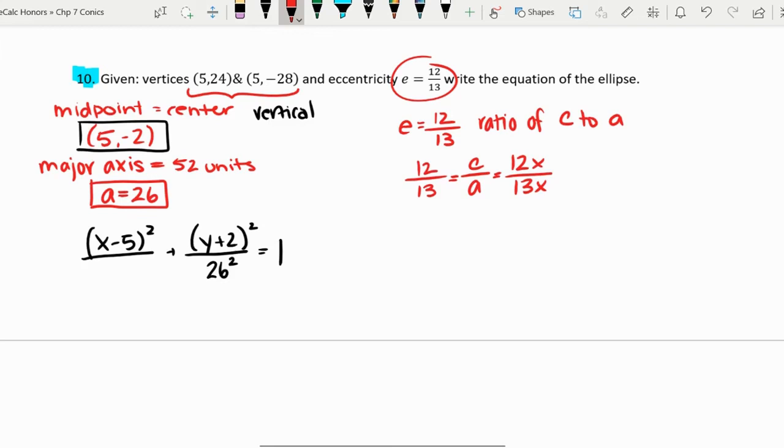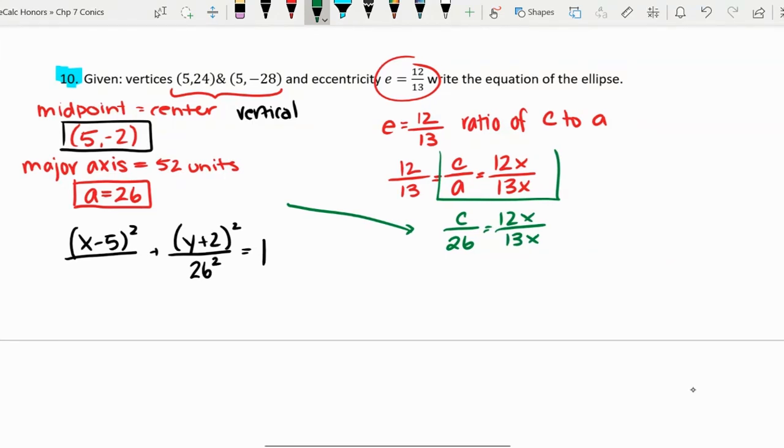But lucky for us here, we do know what a is. We found that using the major axis, so I'm going to sub it in to this portion. a is 26 from over there. And then we can solve through. So in order for this proportion to work out, x has to be 2. So we're going to get a 24 up there and a 26.